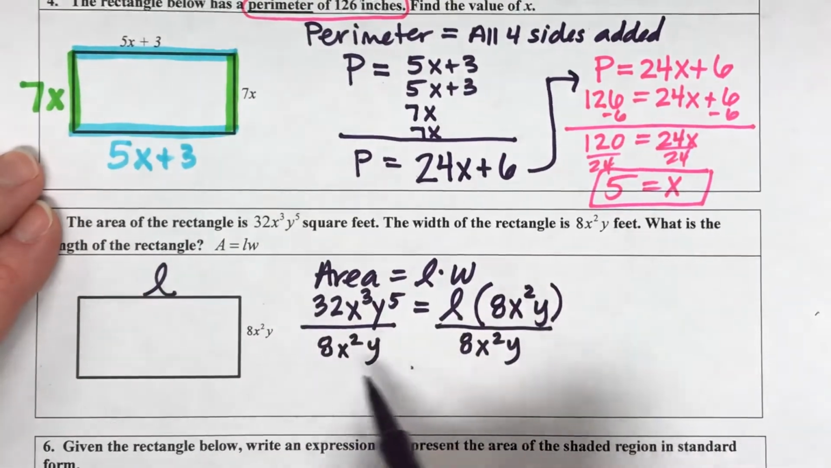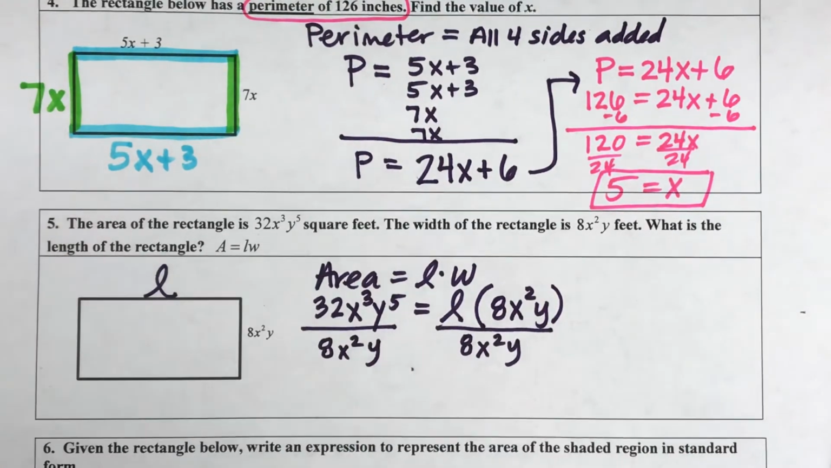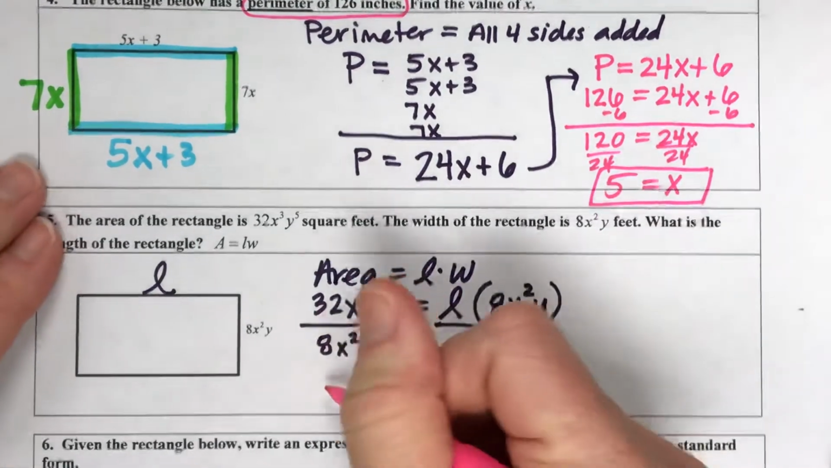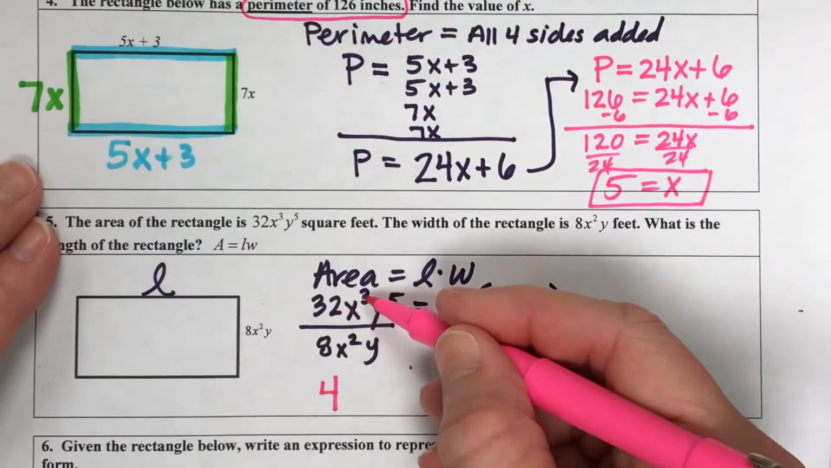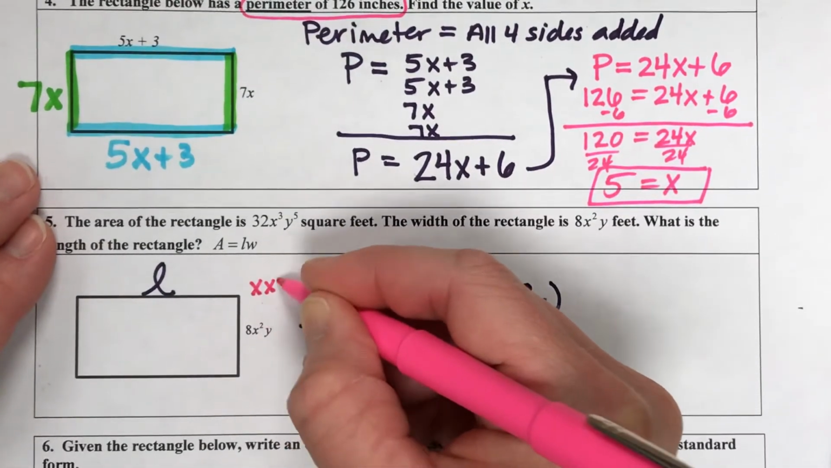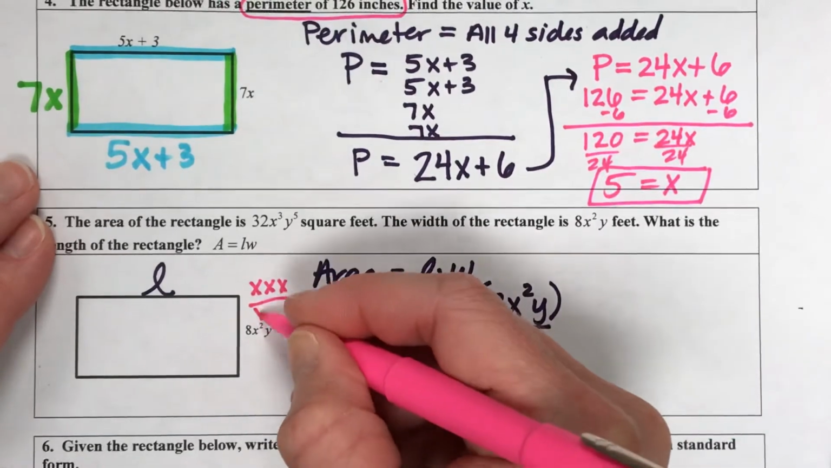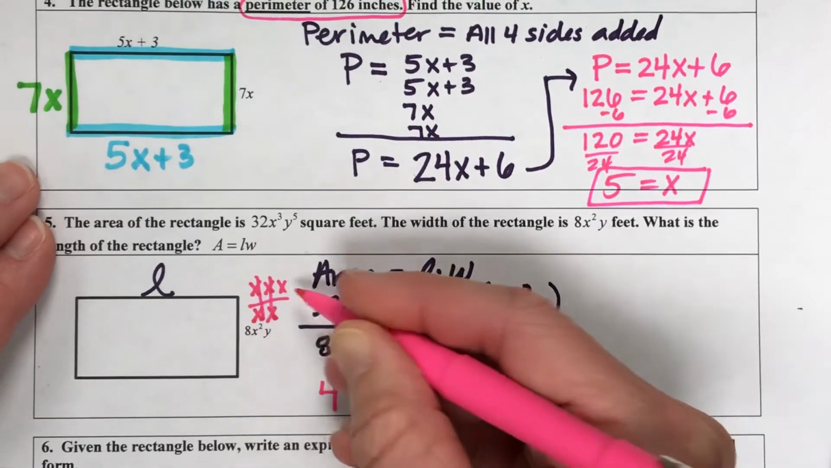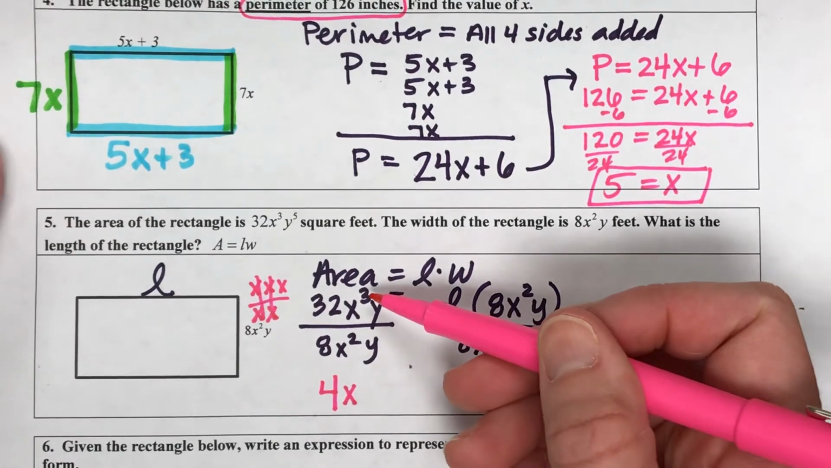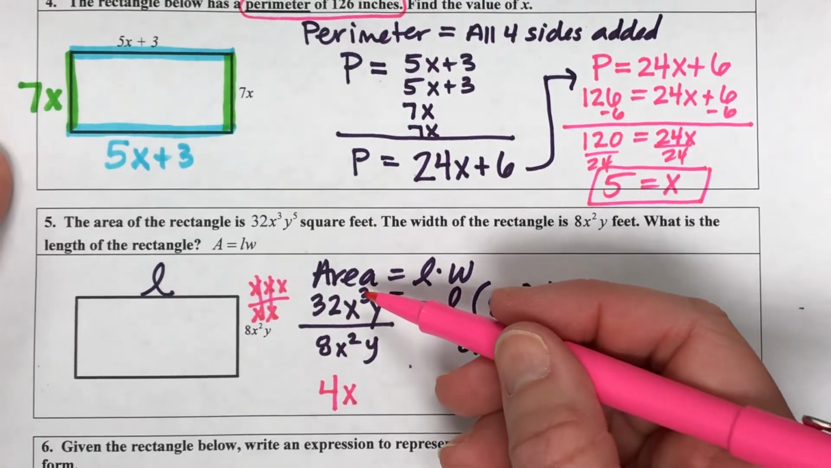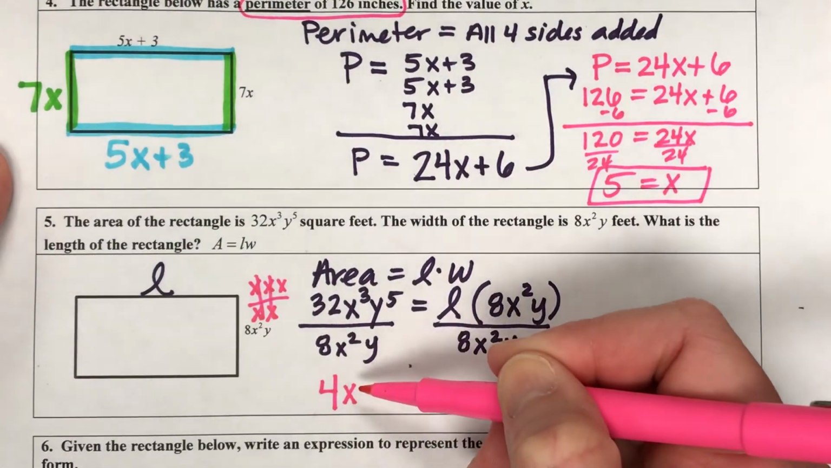And now what I'm going to do is solve. So if I take 32 and I divide by 8, I'm going to get 4. And then if I divide my x's, x cubed is really x times x times x, divided by x squared or x times x. If I cancel out what's alike, I'm left with 1x. Or more simply, what you want to do is subtract the powers on your variables. So 3 minus 2 is how I got that 1x.